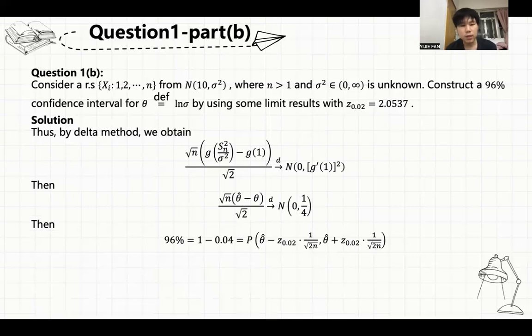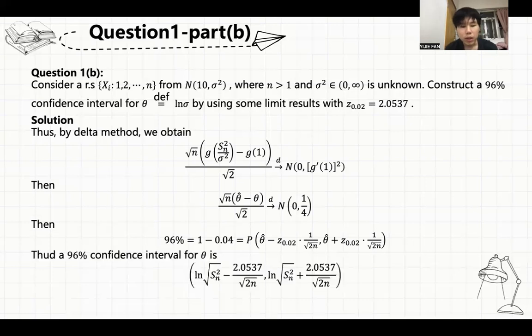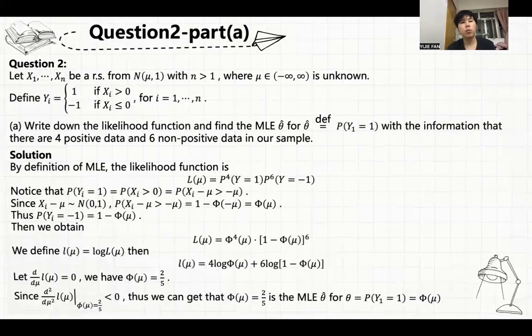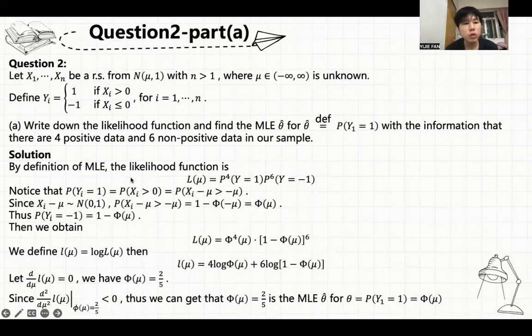Okay, and like the step of question 1 part A, we can get the 96% confidence interval for theta. Okay, now we move to question 2.